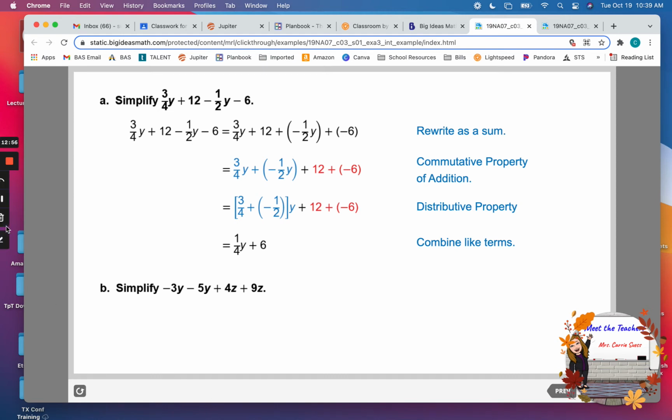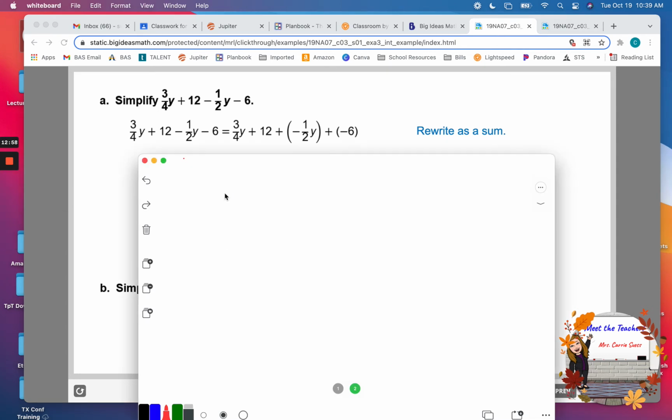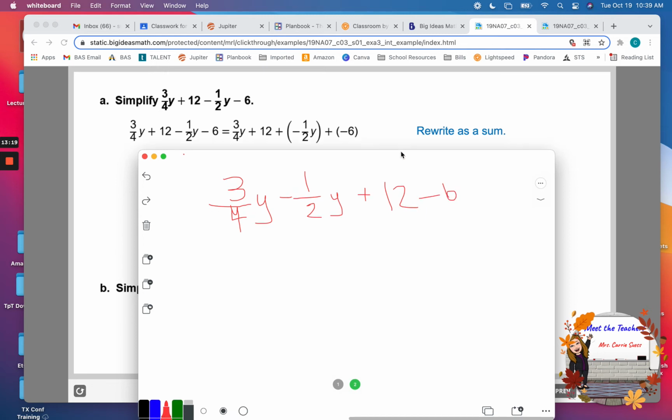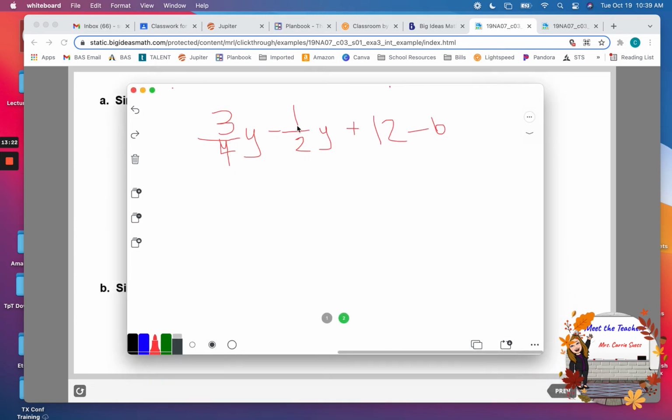Okay. Give me 1 second to get my whiteboard. If I have 3/4 y minus 1/2 y, right? Okay, and then after that we have plus 12 minus 6. Good so far? Okay, so in order to combine the y's, I have to get a common denominator. Common denominator between 4 and 2 is 4. So I just rewrite this, 3/4 y.